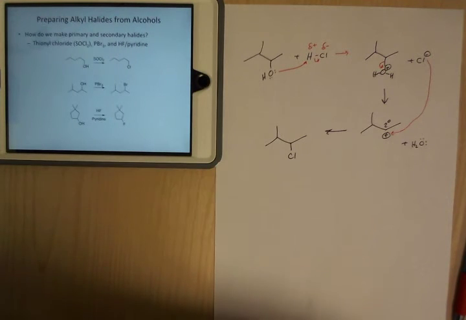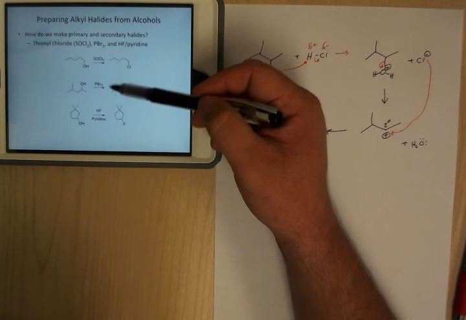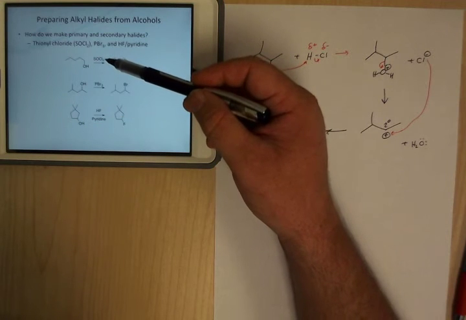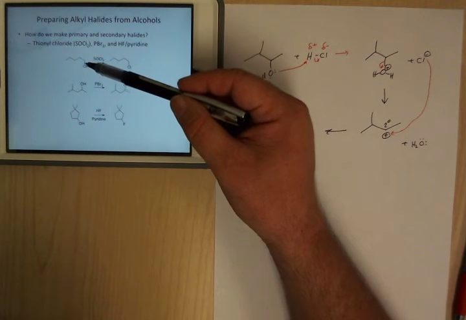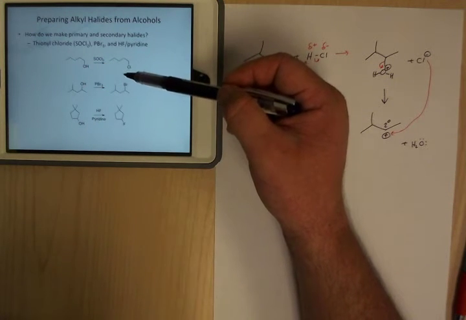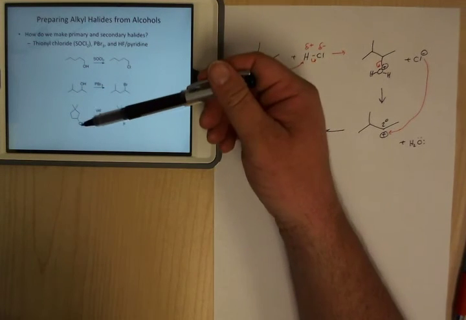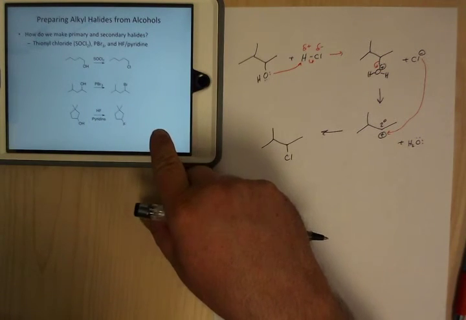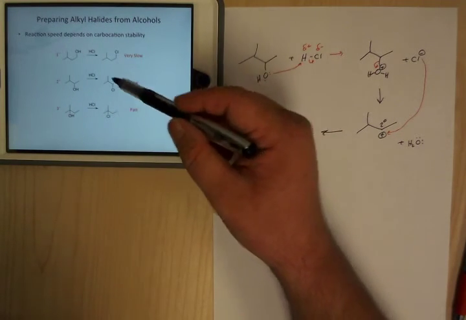So how do you do it? If you need to make a primary or secondary, you actually switch the chemistry. These are 3 reagents. We'll talk about the mechanisms of these later on, but these are just reactions you need to know. SOCl2 is called thionyl chloride. This swaps OHs for chlorines. PBr3 swaps OHs for bromines, and HF pyridine swaps OHs for fluorines. So those are reactions just to know. The HCl method only works really with tertiary carbons, a little bit with secondary.